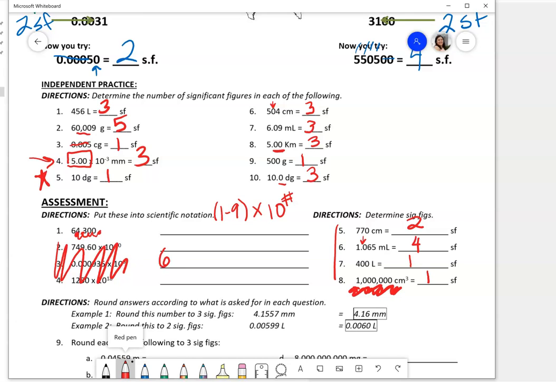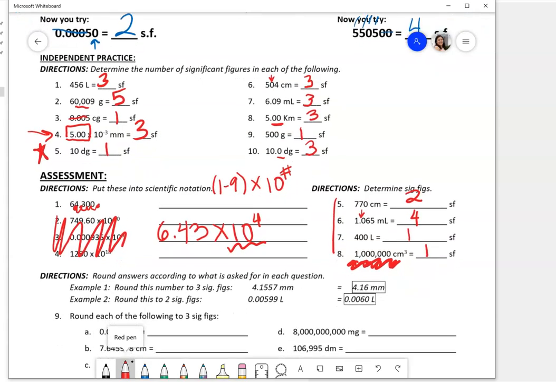So my new number is 6.43 times 10 to the power of however many times I moved. I moved over 1, 2, 3, 4 times. And so my number now is 6.43 times 10 to the 4. That makes sense. 10 to the 4 indicates that I have a big number. And that's how we work with scientific notation.